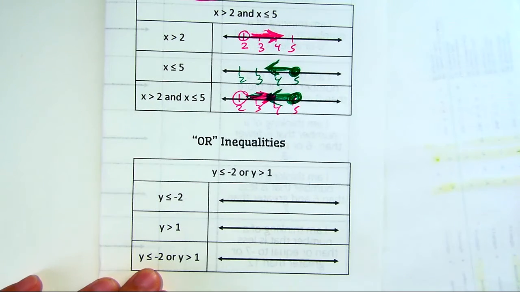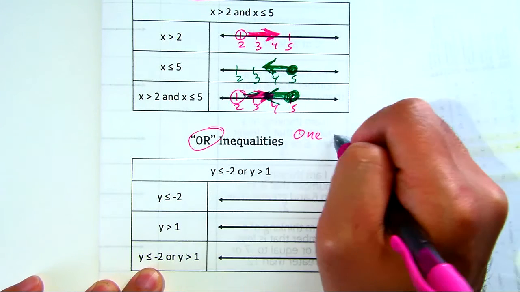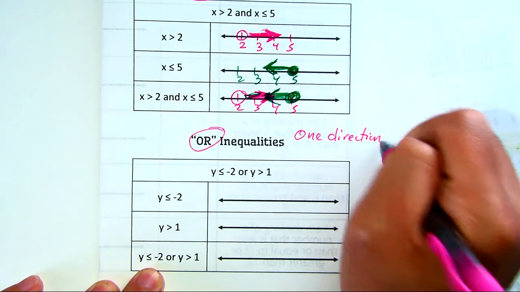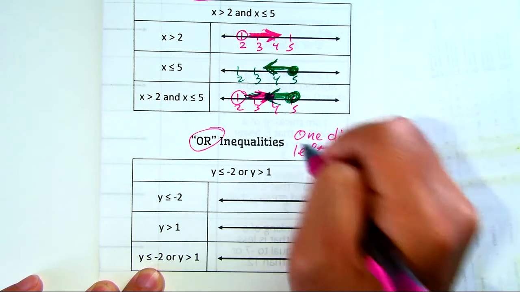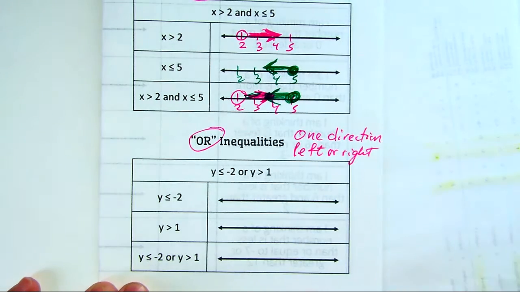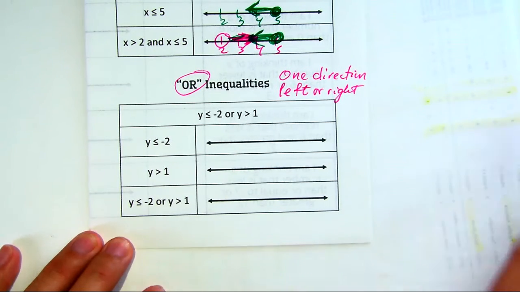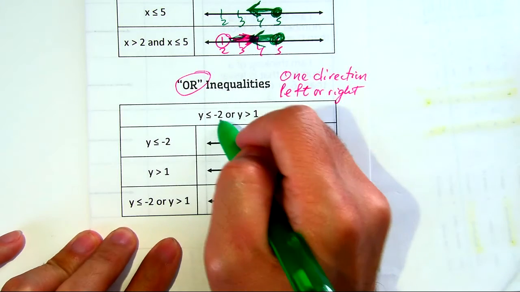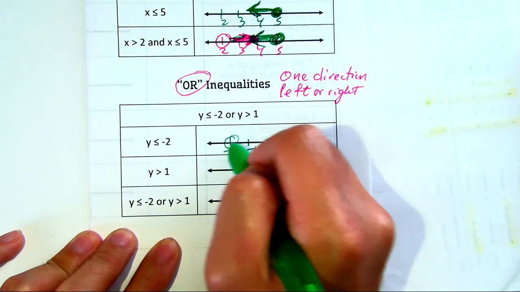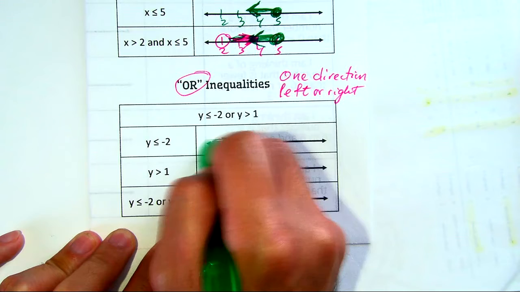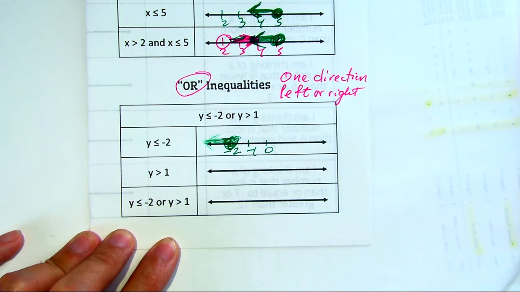The next one can be an "or". With an "or", it's one direction. Left or right. It cannot be both. We will have no solution if we use both. So for example, y less than or equal to -2, solid, goes to the left.